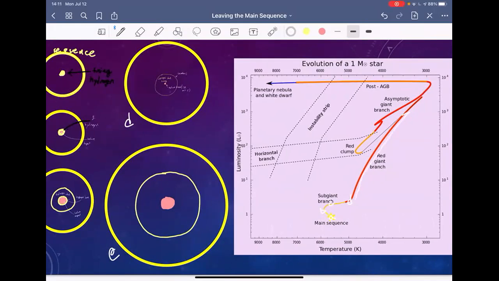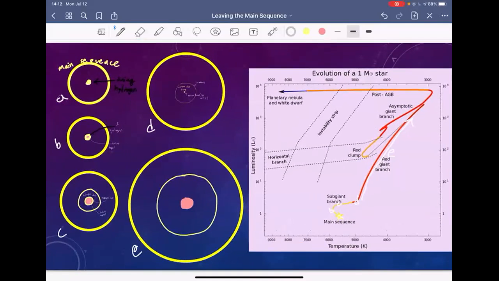So throughout this entire red giant branch, so E is somewhere here, the entire red giant branch is fusing helium. No longer fusing hydrogen in its core, it's fusing helium. So that's the process of how a main sequence star becomes a red giant. It stops fusing hydrogen, the core collapses, becomes hot enough to fuse helium, and then it becomes a red giant.